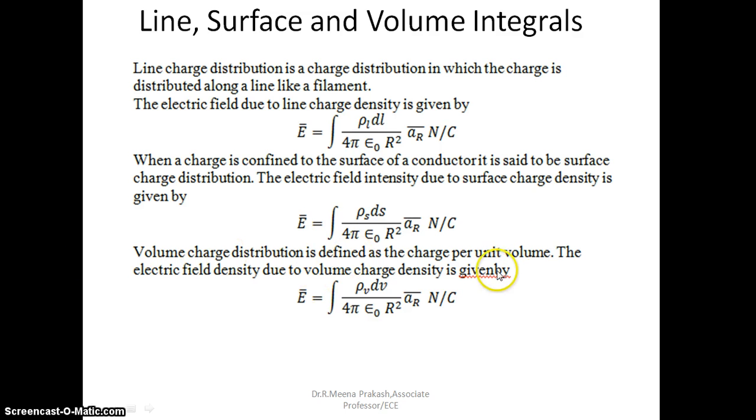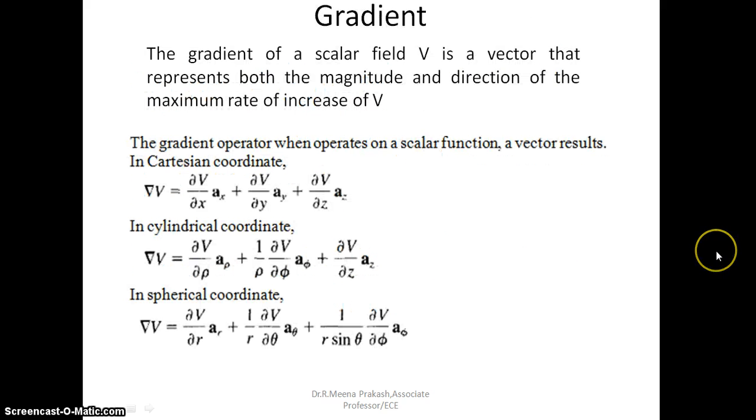And if you consider volume charge density, instead of Q, I am substituting Q equal to rho V dV, since the charge is volume charge. So E equals integral rho V dV by 4 pi epsilon 0 r square aR unit vector, Newtons per coulomb. So this is how we represent line, surface, and volume integrals.